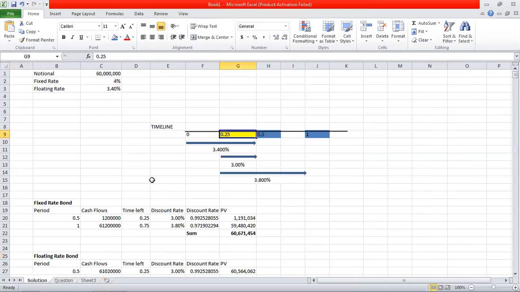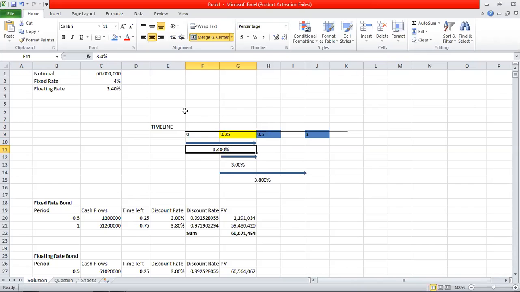So going back to the problem, during period 0, the market interest rate for this 6-month period, you can see it in terms of the arrow, the LIBOR rate between period 0 and period 0.5, was 3.4%. So the payment that I am going to get for the floating rate bond in 6 months' time, or 0.5 period, is going to be based off an interest rate of 3.4%. I already know the fixed rate. The fixed rate is going to be 4%.